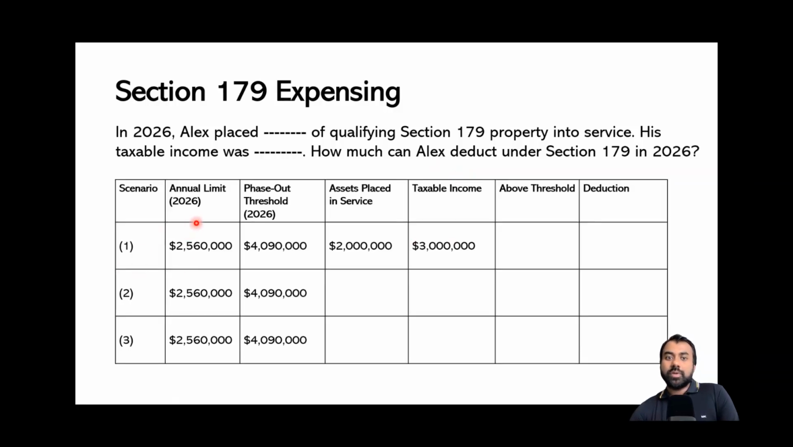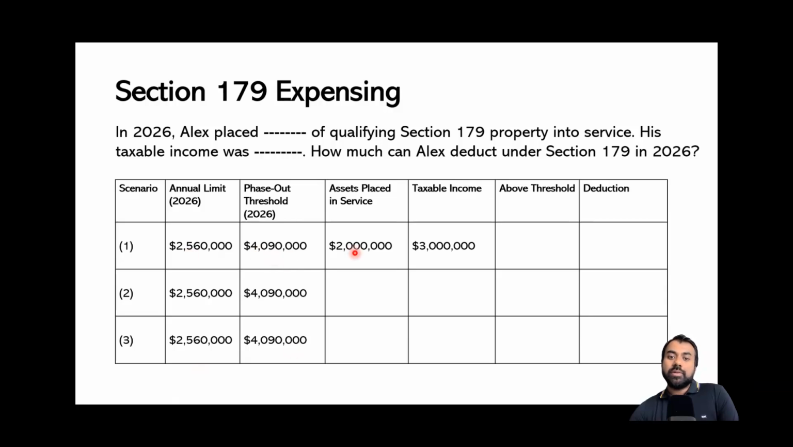So let's look at the first scenario. For tax year 2026, the maximum deduction is 2.56 million, as we have discussed before. The phase out threshold again for 2026 is 4,090,000. These two are going to be the same in each scenario. These are not changing within a tax year.